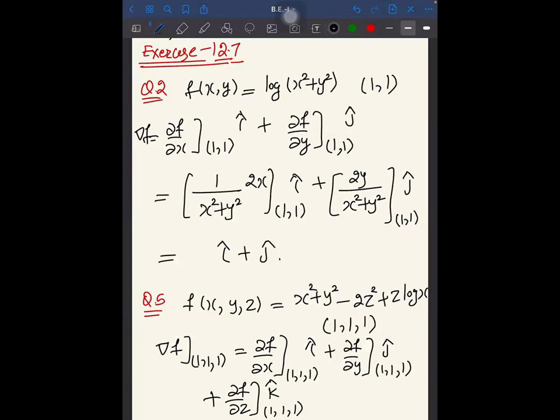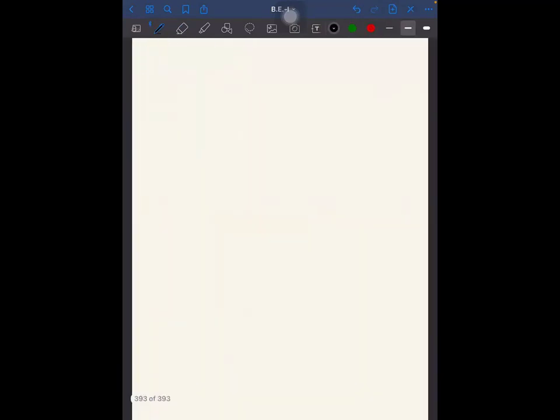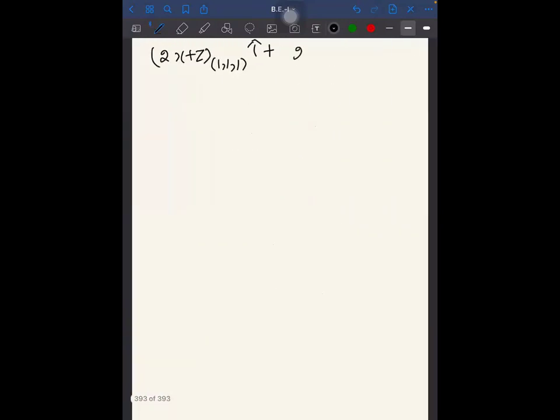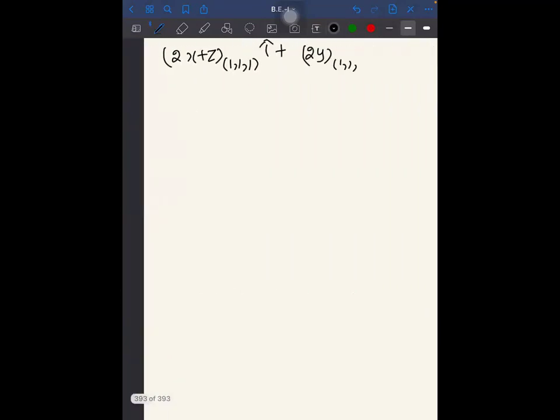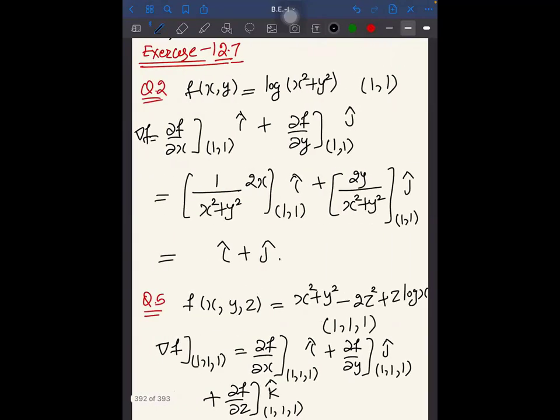So curly f upon curly x is what? 2x plus z at (1, 1, 1) i. And next, curly f upon curly y. We have only one term of y, so it will be z by x. Log x times z gives z by x. So 2x plus z by x. Right? So curly f upon curly y is okay.